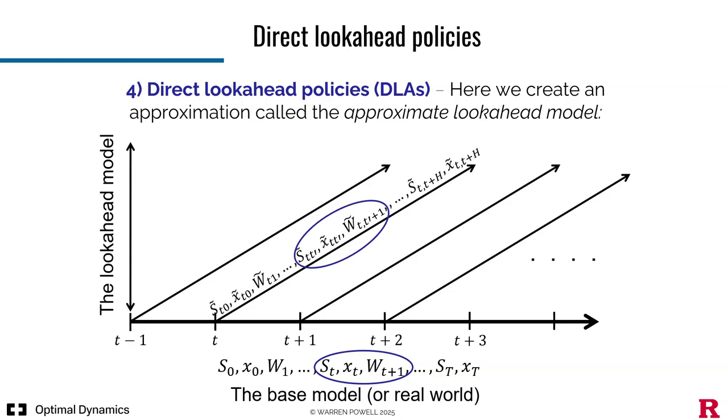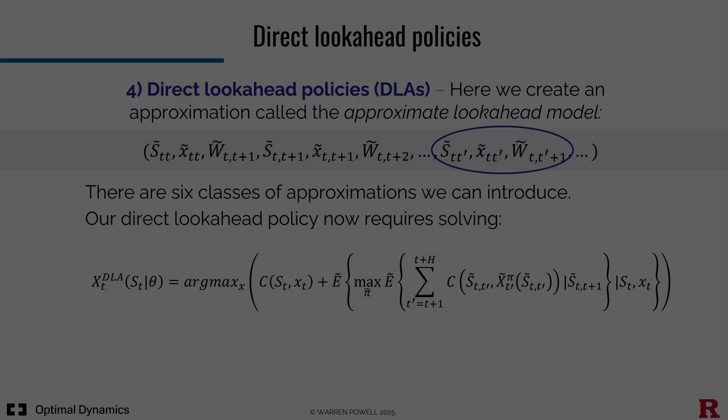And then I have my look-ahead model where I also have state, decision, information, but I've probably approximated. I almost always approximate. That's why I've put tildes. Notice that they all have 2 time indices. The first t is because I'm making the decision at time t, and the t prime is the time period in the future as I plan into the future.